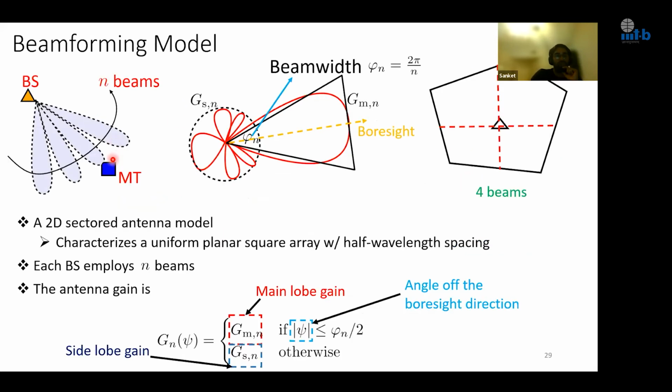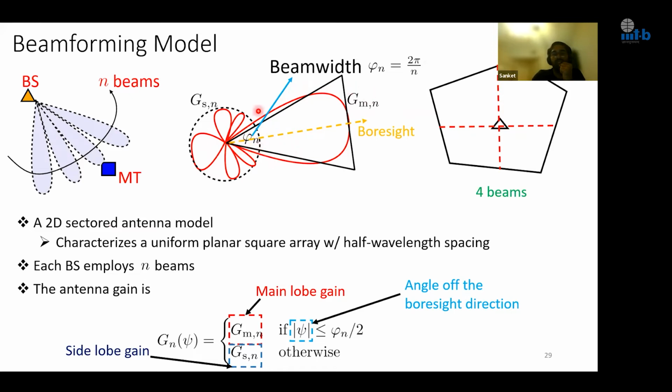Now coming to the beamforming model, we assume that each base station has N beams shown here, serving a mobile terminal. Now we approximate these beams as sectors, meaning that this red solid line shows the actual beam pattern. So this is the main lobe of the beam, and these are the side lobes of the beam. Then we can approximate this main lobe of the beam by a sector, or the triangle, as shown here. And the width of the triangle is this beam width, shown by this phi_n, which is dependent on the number of beams. So 2 pi over N is the beam width of it.